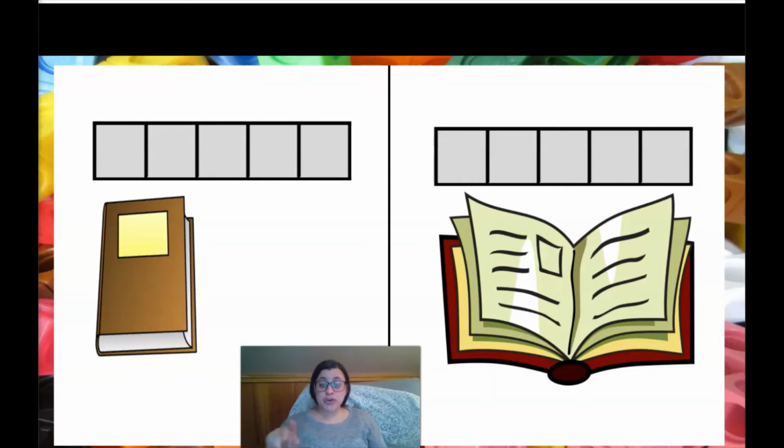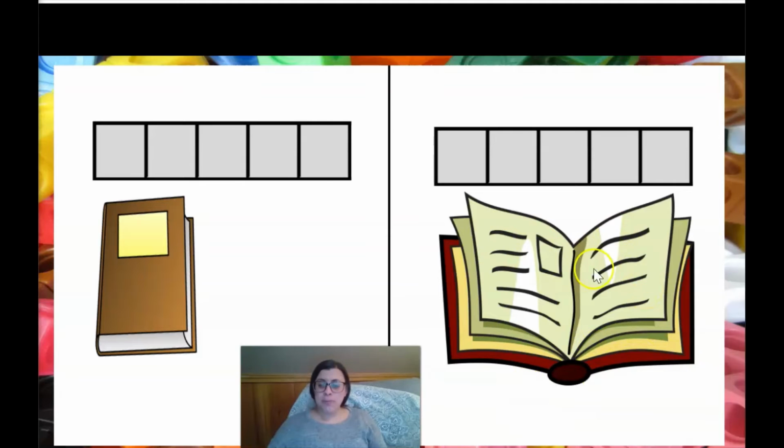Look at these two books. We need to decide which book is the same as our 5 stick. Your teacher's going to pause the video and you guys are going to talk about which book is the same as our 5 stick.